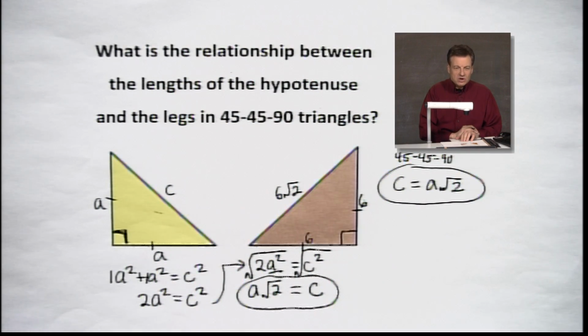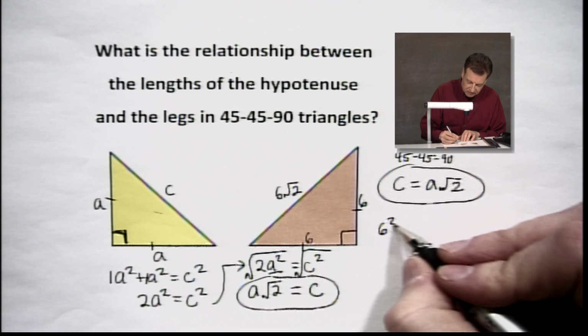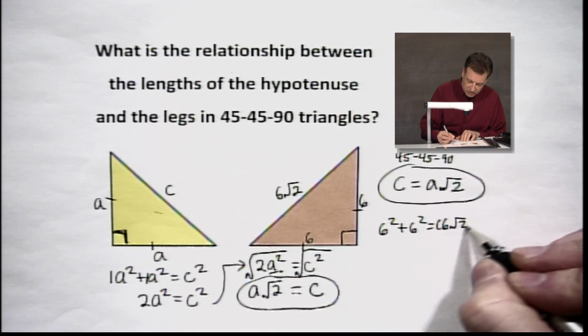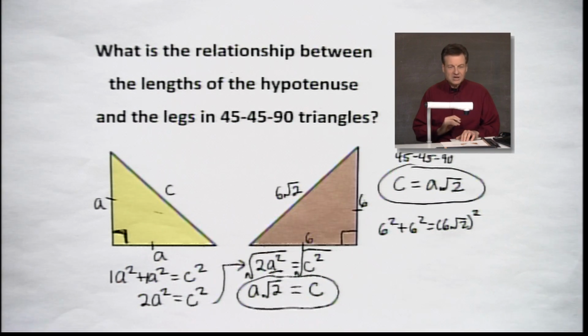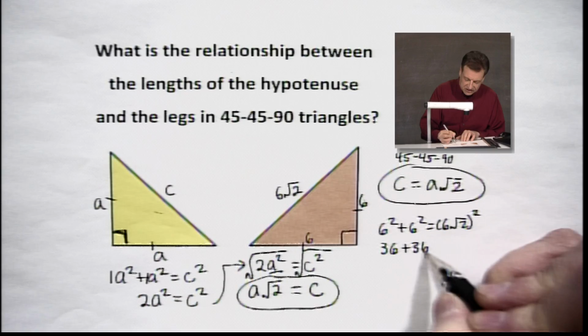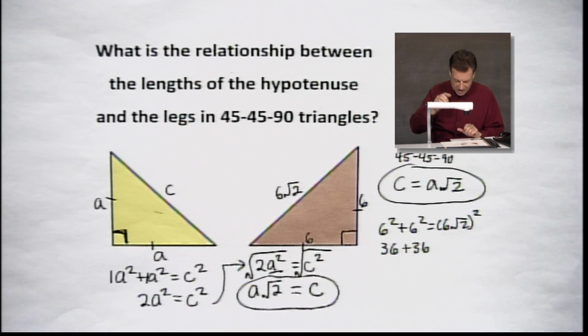You say, well, are you sure that works? Of course it does. You can do a quick check. Run 6 squared plus 6 squared, and see, does it give us 6 times the square root of 2, squared? So we got a 36. We got another 36. That was easy because 6 times 6, everybody knows 6 times 6. If you don't, you do now.